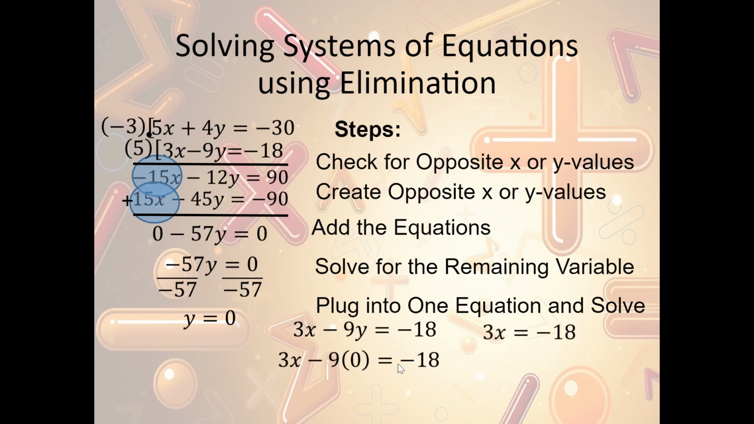So this just drops out. I'm left with 3x is equal to -18. Divide both sides by 3, and I get x is equal to -18 divided by 3 is -6.